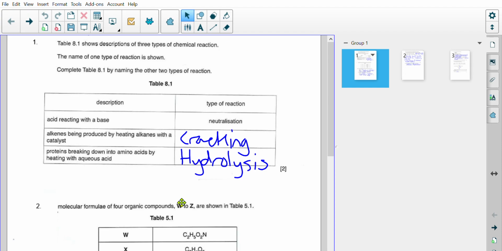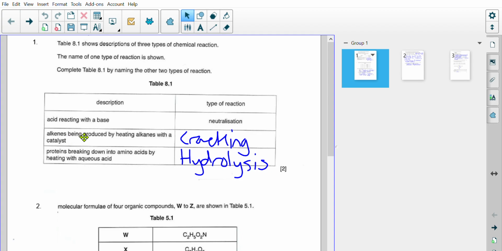So this section is talking about some different types of chemical reactions. One of them has been given, so acid plus base gives neutralization. Okay, and it wants you to complete the other two. So we've got alkenes being produced by heating alkanes with a catalyst. If we take long chain alkanes and heat them with a catalyst, they hopefully break down into smaller alkanes, and ethene gas is usually what comes off, ethene or propene.